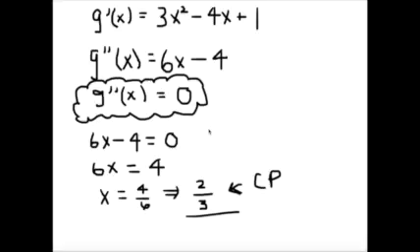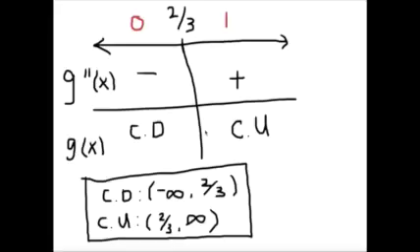In order to find where g of x is concave up and concave down, we would have to use the second derivative test. So we know that g prime of x is 3x squared minus 4x plus 1. So g double prime of x would be 3x minus 4. And then you would set that equal to 0 as well, and you would find the critical point, which is 2/3.